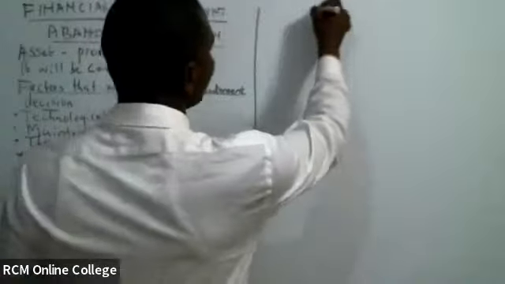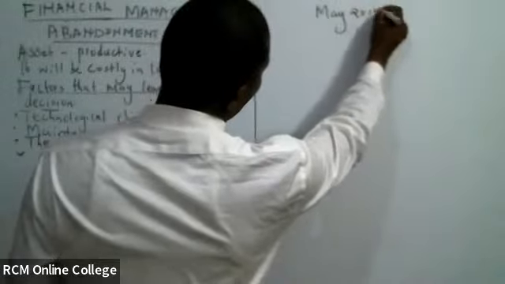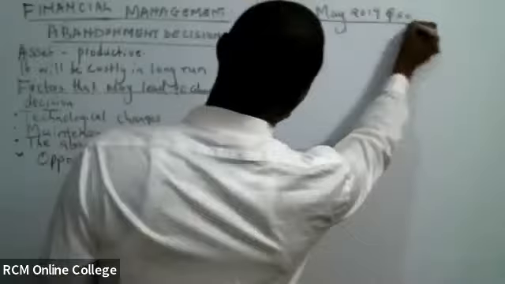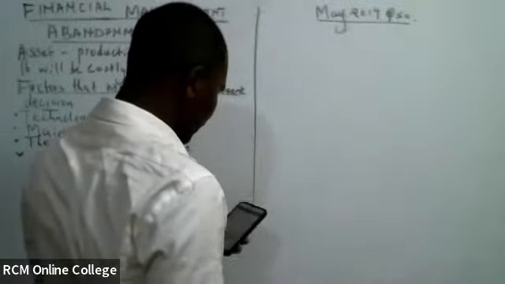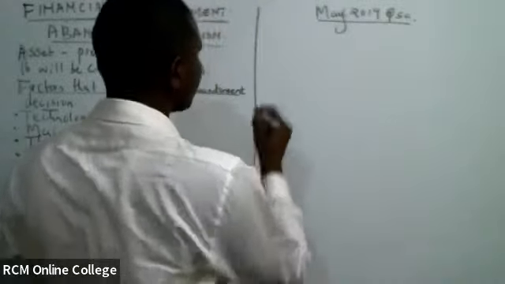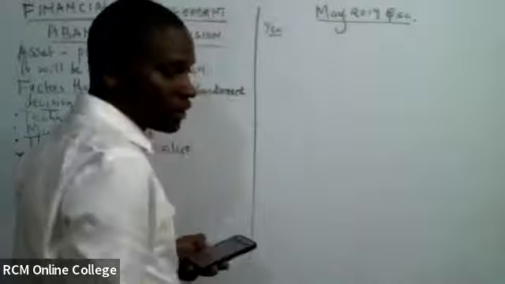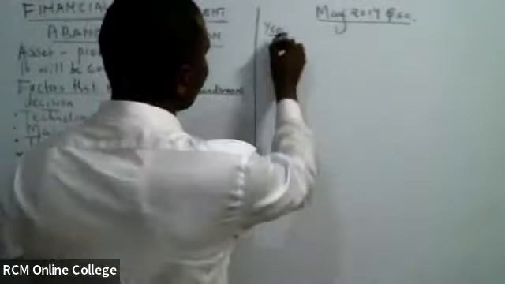This is May 2019, question number 5C. So we are looking at this question step by step. So we start with year one. So how do we get the NPV, class?